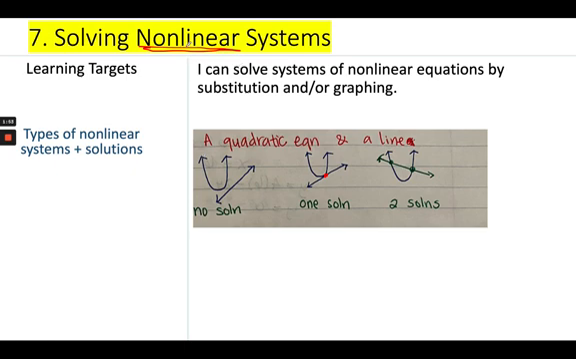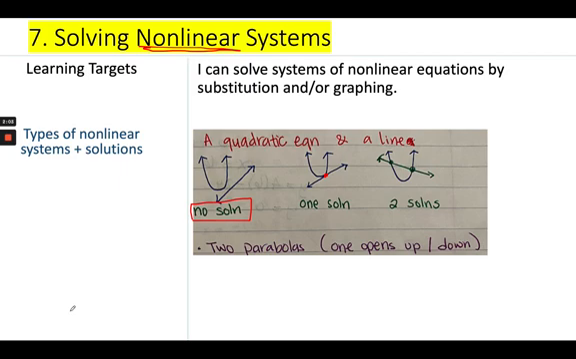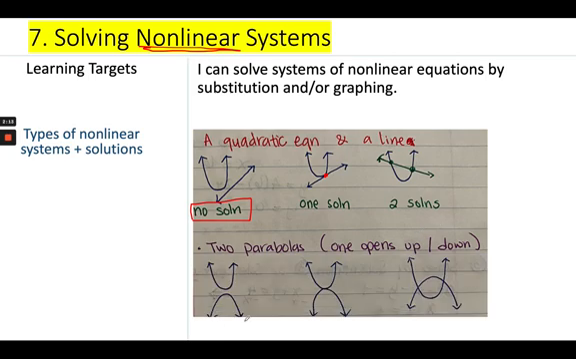When we are solving nonlinear systems, it's okay for you to just put no solution. You do not need to say 2 imaginary solutions. And then we can also have 2 parabolas. For the example I'm giving you, one opens up and the other one opens down. So we have one up, one down, and then you have the same thing. You can ask yourself, how many solutions do each of the cases have? For the first case, since the parabolas do not intersect, there's no solution. Over here, they intersect at one point, so we have one solution. And over here, they intersect twice, so you also have 2 solutions here. So you can pause the video if you need to copy it.